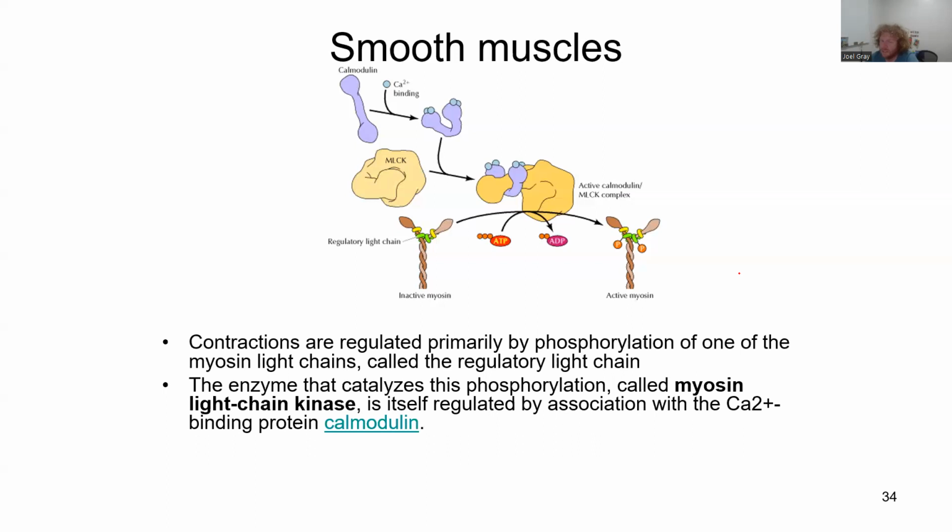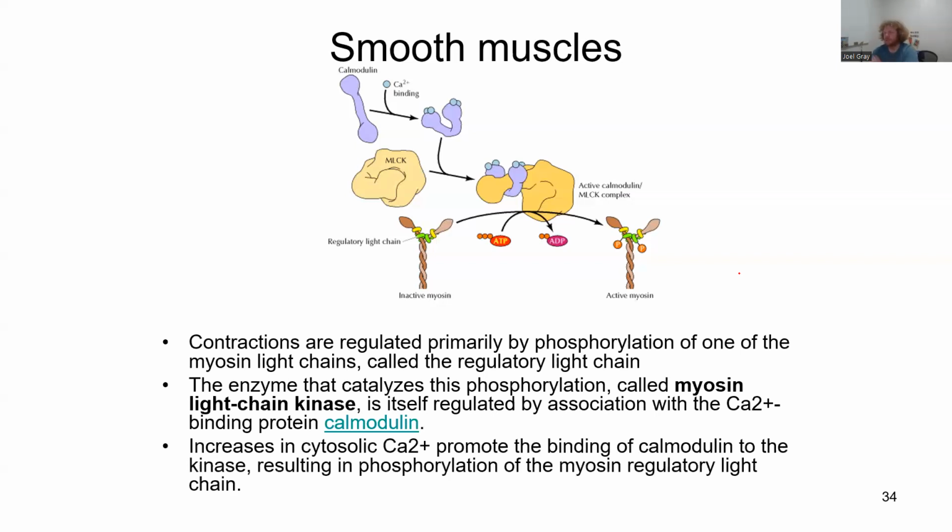The enzyme that catalyzes this phosphorylation is called myosin light chain kinase, and it is itself regulated by association with the calcium-binding protein calmodulin. Increases in cytosolic Ca2+ promote the binding of calmodulin to the kinase, resulting in phosphorylation of the myosin regulatory light chain. So in essence, this is just saying that the movement of myosin and actin is not simply always happening, but there are things that are going to regulate this process.